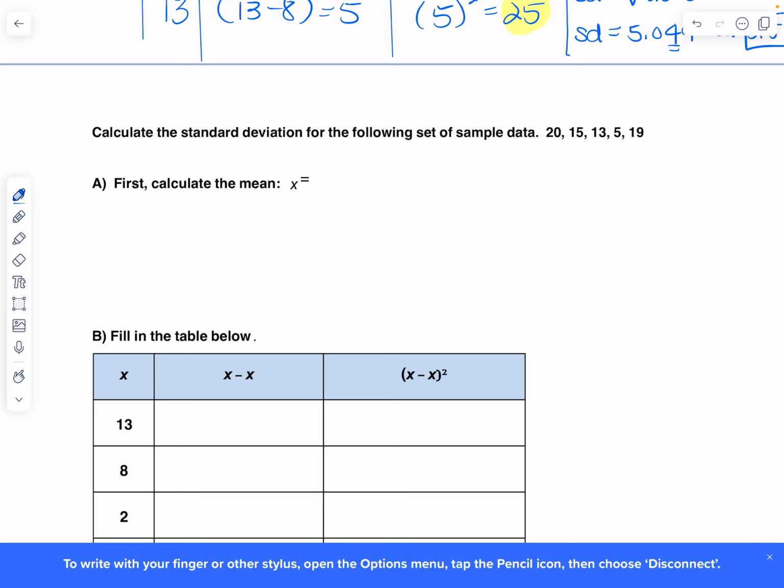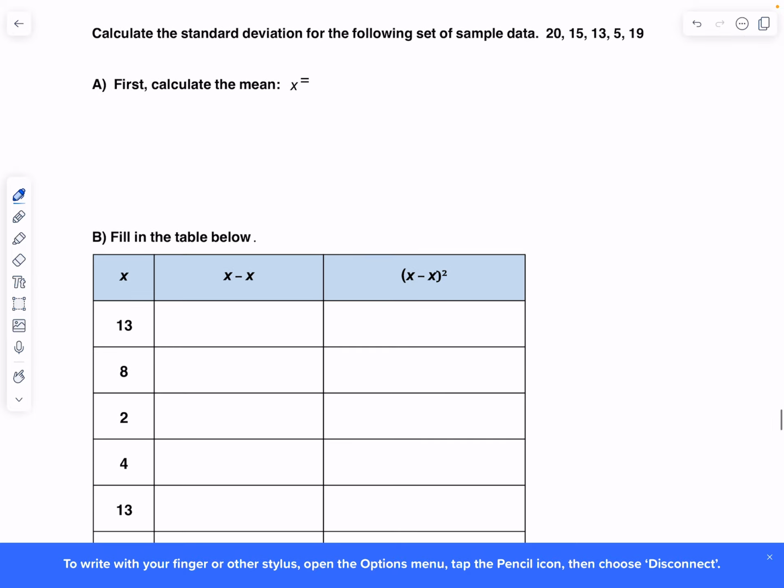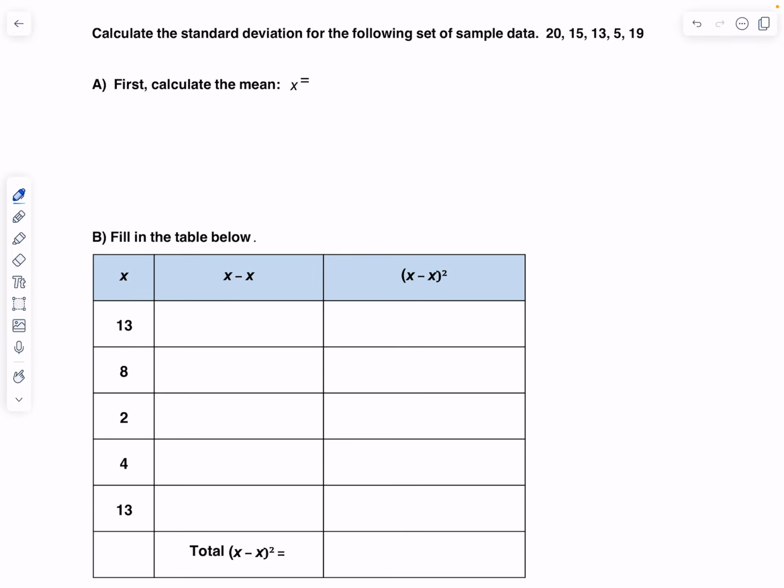So let's check out this next bit. This next thing says calculate the standard deviation for the following set of sample data. We have 20, 15, 13, 5, and 19. So we're just doing standard deviation. Let's go ahead and write up n. N is 1, 2, 3, 4, 5, so n equals 5.